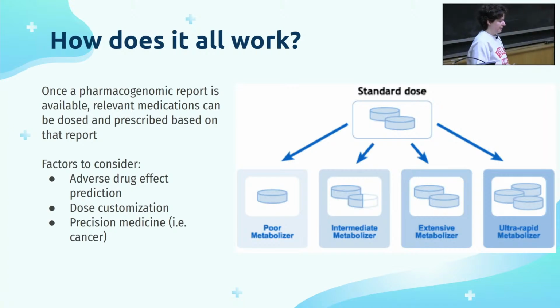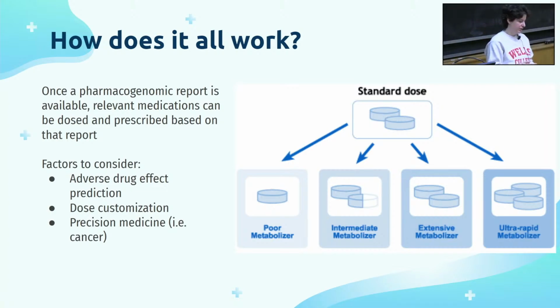For dose, antidepressants, it's really hard to find a good dose for antidepressants. You have a starting dose and you titrate up to what works best for the patient. So pharmacogenomics can give you a good look at where you should start.